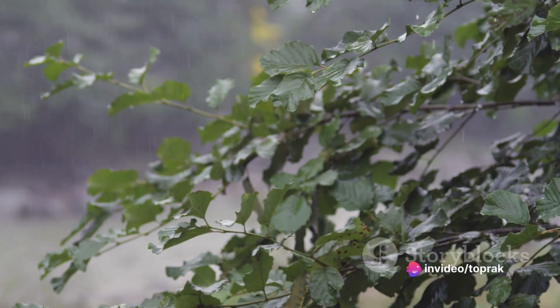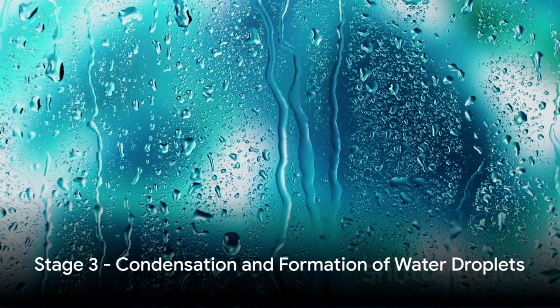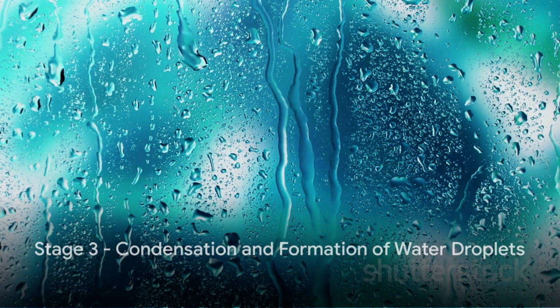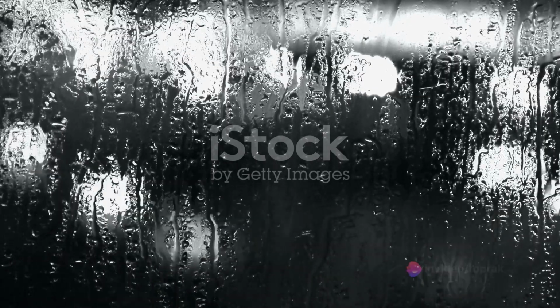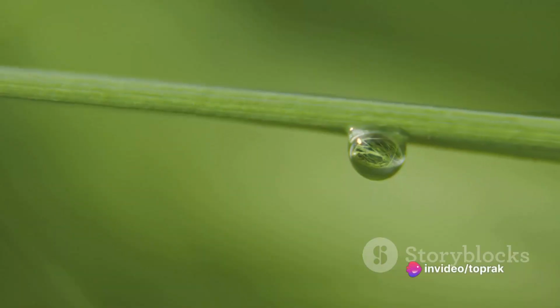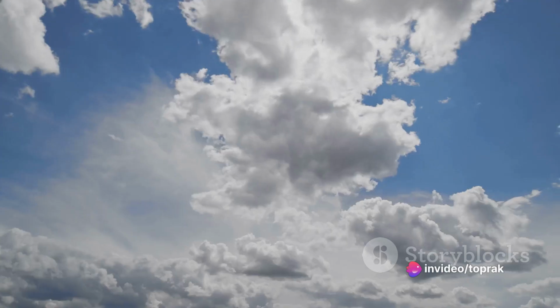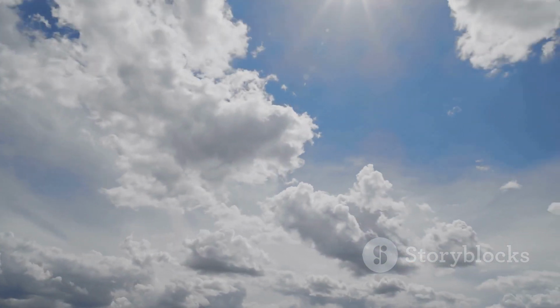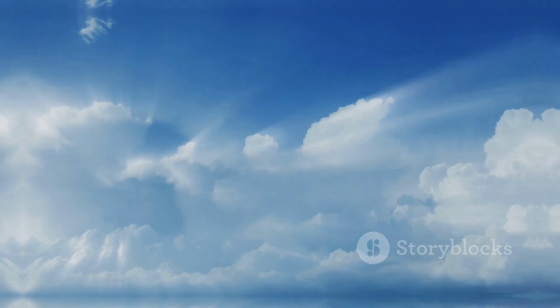This is where the second stage of rain cloud formation comes into play. The air isn't just air, remember? It contains water vapor. And when this water vapor in the cooling air reaches a certain temperature, it begins to condense. It changes from a gas back into a liquid, forming tiny water droplets. Picture millions of these minuscule droplets suspended in the air. Together, they start to form a visible cloud.